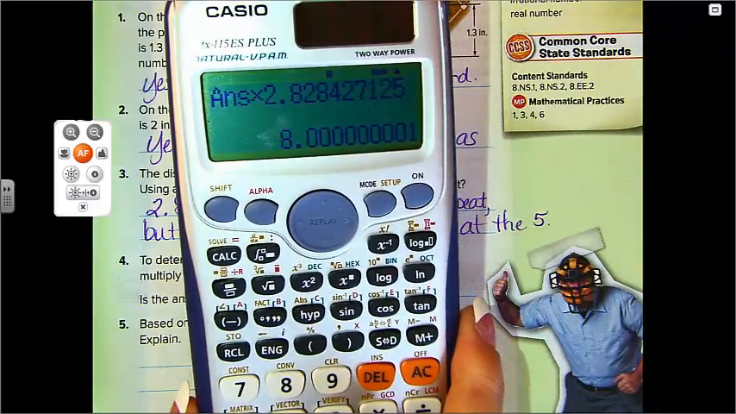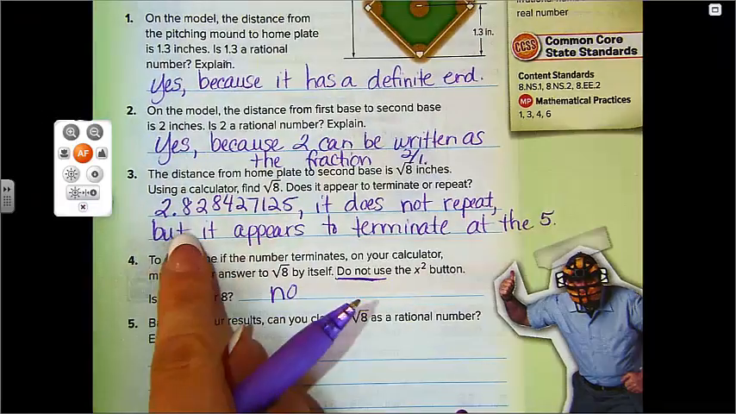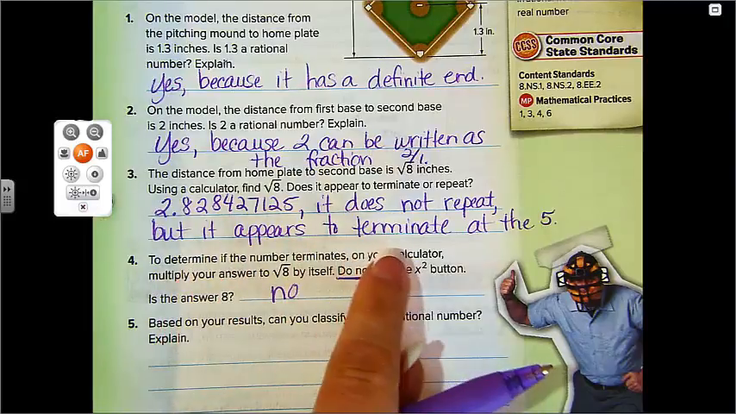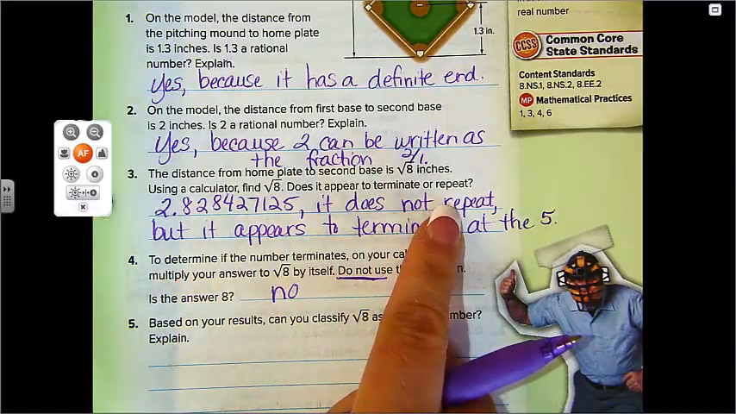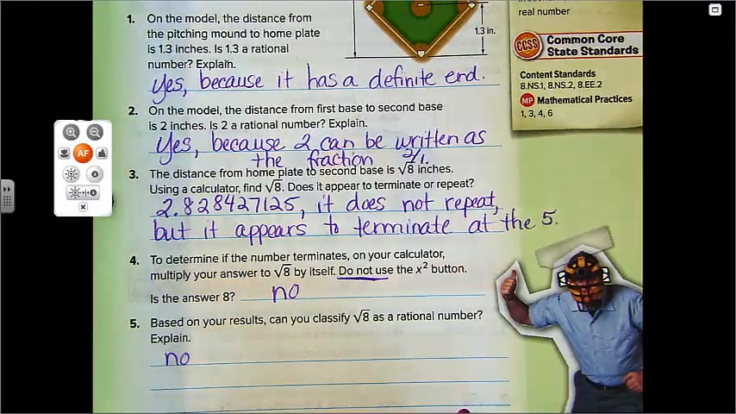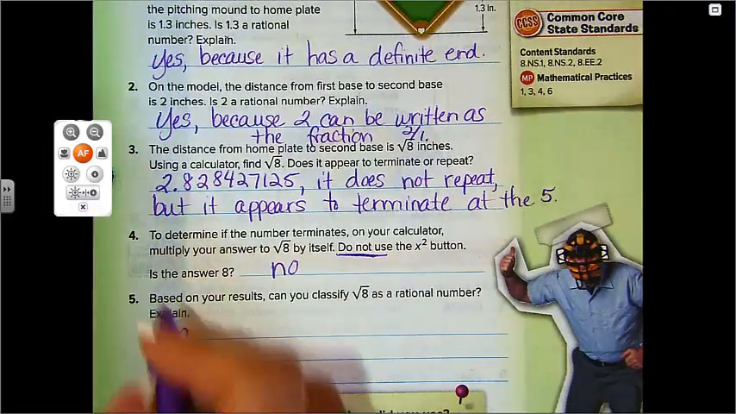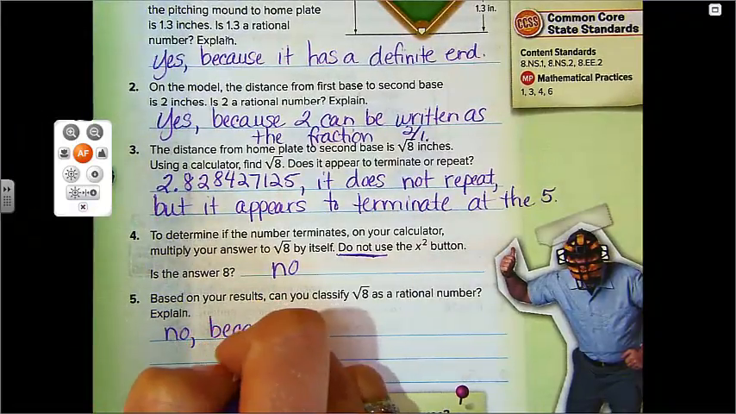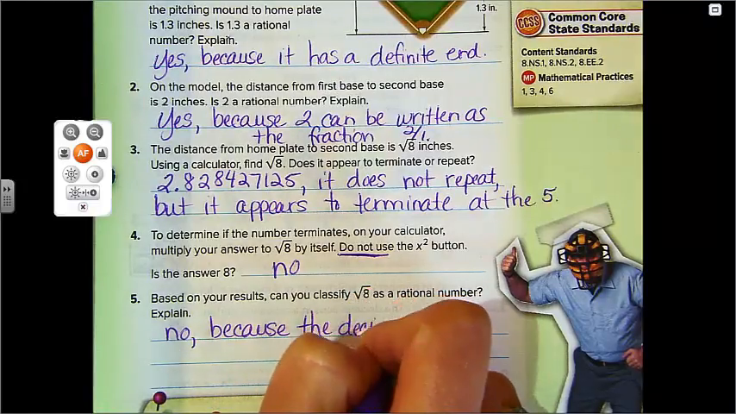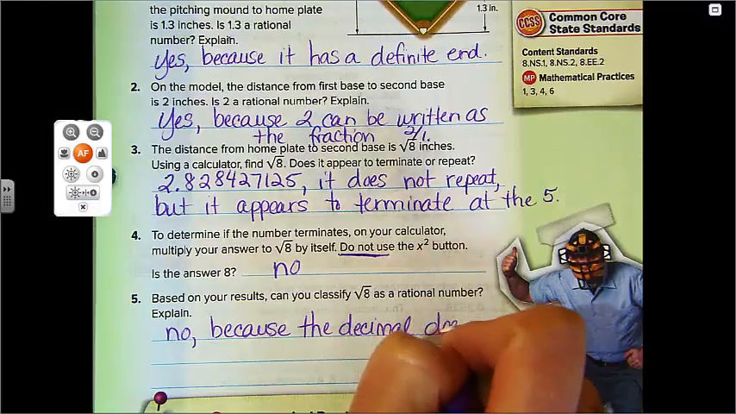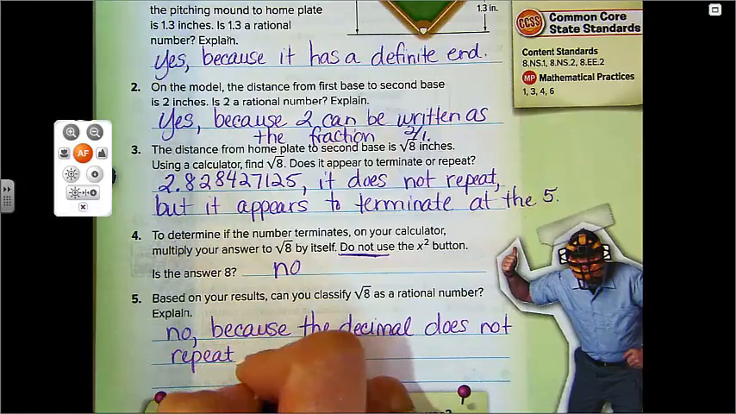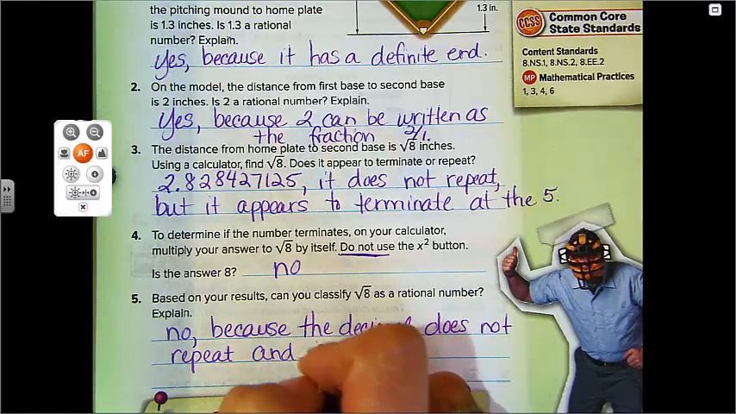Because of that, we now know that this doesn't have an end. It appears to go on forever. It is not something that terminates, and it does not repeat. So is it a rational number? The answer is no, it is not a rational number. And the reason is because the decimal does not repeat, and it does not terminate.